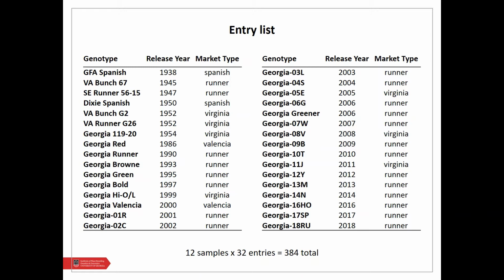This group of genotypes represents a range of phenotypes from different market types, growth habits, seed size, seed chemistry, maturity, and more. Recall that one of our objectives was to evaluate variability within these inbred cultivars. So we individually sampled 12 plants from each of the 32 cultivars for a total of 384 samples.